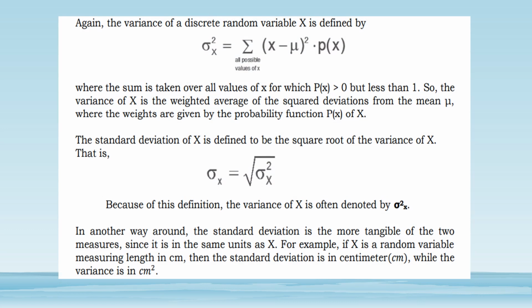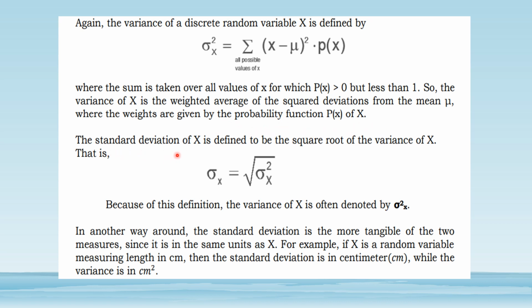Again, the variance of a discrete random variable x is defined by the summation of x minus mean squared times probability of x, where the sum is taken over all values of x for which probability of x is greater than 0 but less than 1. So, the variance of x is the weighted average of the squared deviations from the mean, where the weights are given by the probability function of x.